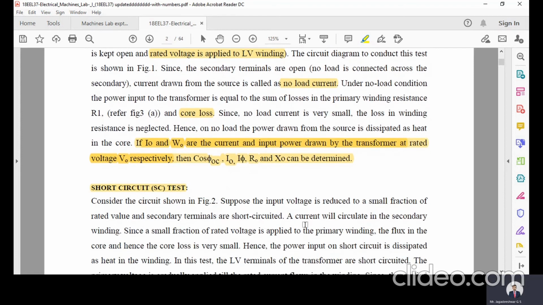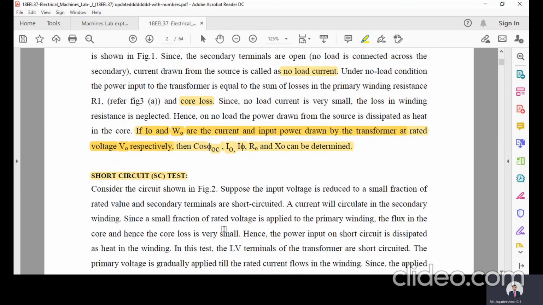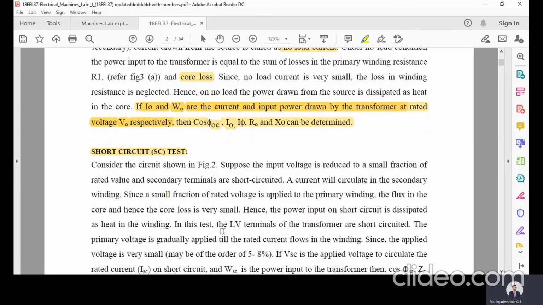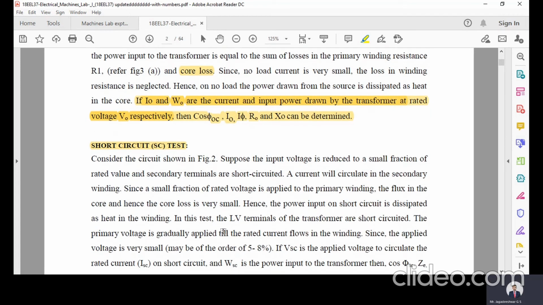So suppose the input voltage is reduced to a small fraction of rated value, the secondary terminals are short circuited and current will be circulating in the secondary winding. Since a small fraction of rated voltage is applied to the primary winding, the flux in the core and hence the core loss is very small. Hence the power input on the short circuit is dissipated as heat in the winding.